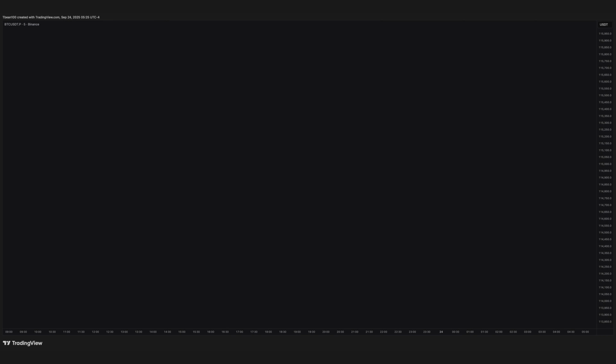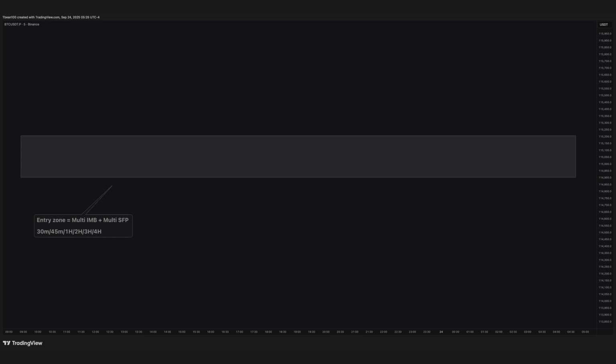Let's work on improving our skills at spotting entries, targets, and stops all together at the same time. As you already know, some of the very best entry points come from the multi-imbalance zones combined with multi-swing failure patterns, especially when we use those mid-time frames. And when you combine that SR Flip line, it makes the whole setup even stronger and more reliable.